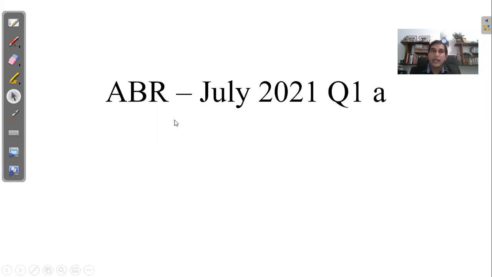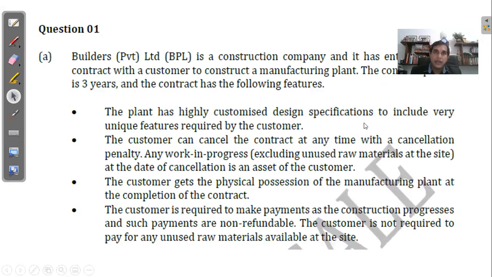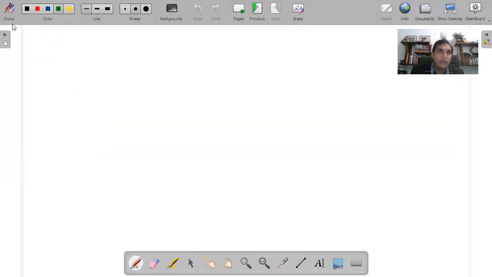So today we can discuss question number 1, part A. Part A was developed based on SLFRS 15. So this is the question. I will be reading this question, but before that I will give a brief introduction on SLFRS 15. So let me open my whiteboard. Yes, I hope you can see this whiteboard.